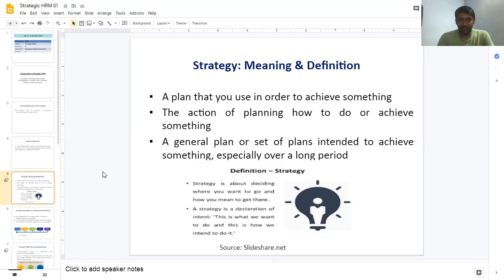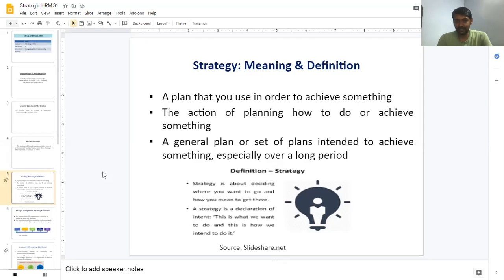In other words, it is a general plan or set of plans intended to achieve something, especially over a longer period. So in an organization, if you want to achieve a particular set of objectives or goals, we set certain plans. So that particular set of plans or a plan is known as strategy. This is the general meaning of a strategy.